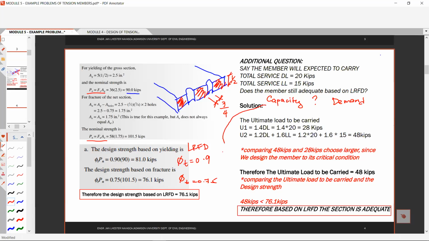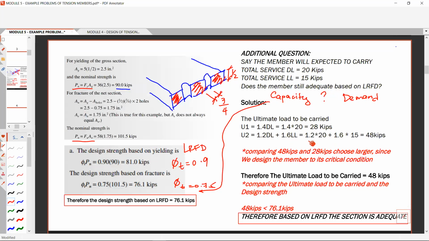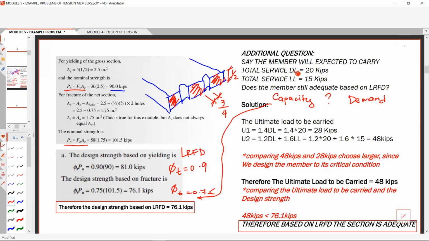Our capacity is this one, 76.1. So how about the demand load? Since we are using the LRFD design philosophy, we are using the load combinations based on LRFD. If you check your load combinations on LRFD, we have U1 and U2, since we are having dead load and live load only.